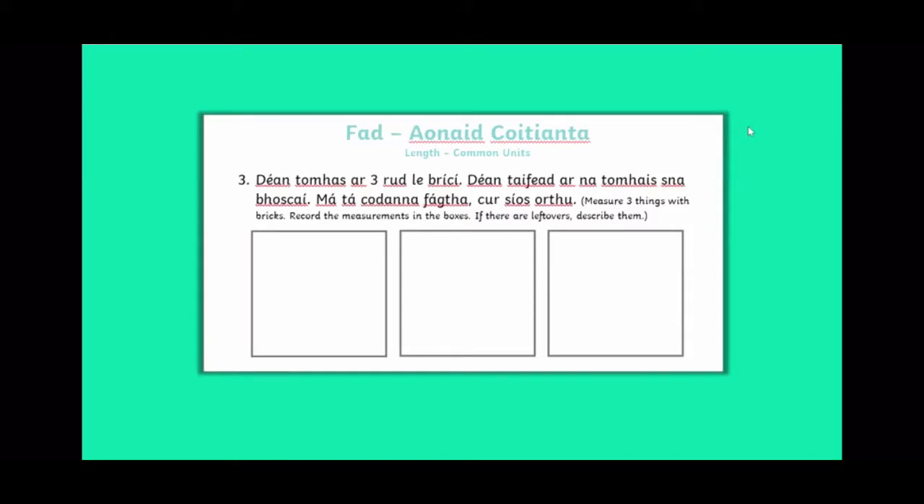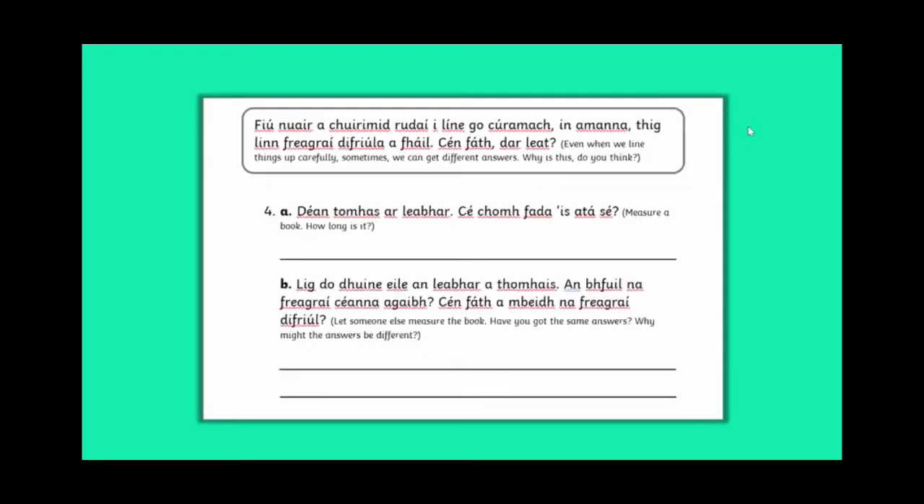Measure 3 things with bricks. Record the measurements in the boxes. If there are leftovers, describe them. So if the things that you measure leave you with a little leftover, for example if you're measuring a cup with pencils and there's a little bit of the pencil left over, draw that in the box and describe what's left. You can write piece of, bit of, whatever you like.